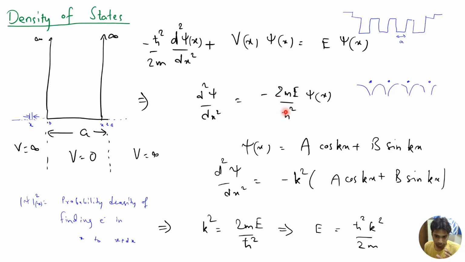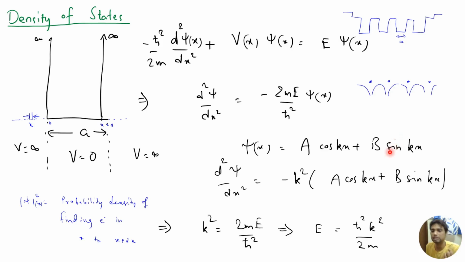Since it is constant with respect to x, this can be satisfied by a function which is sinusoidal. So psi of x we can write as a cos kx plus b sin kx.